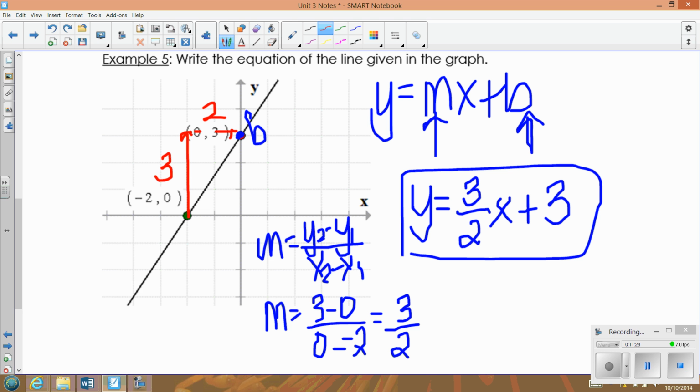So that's it for using slope-intercept form to find the equation of a line. In the next video, we'll look at a different form, which is called point-slope form.